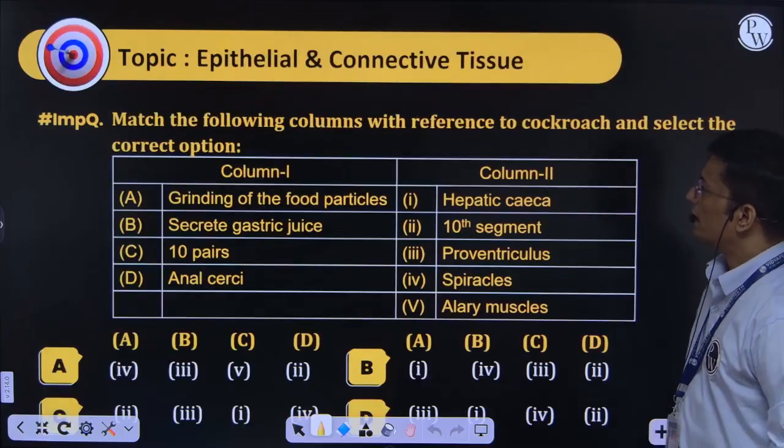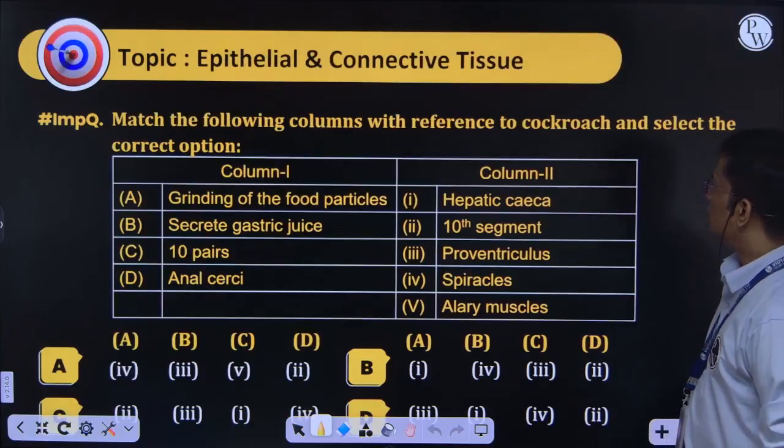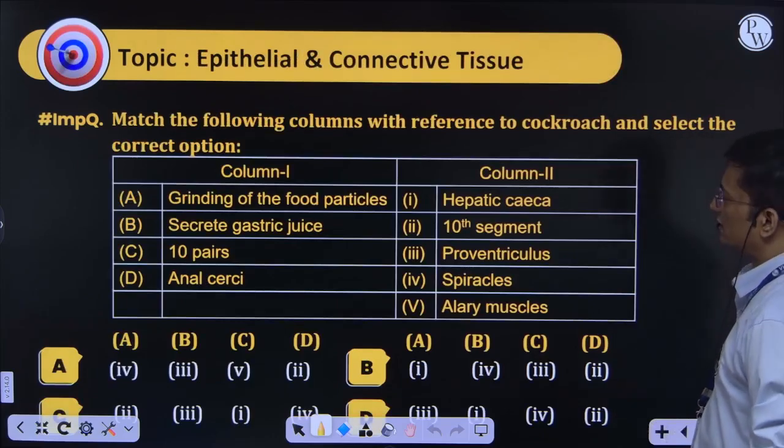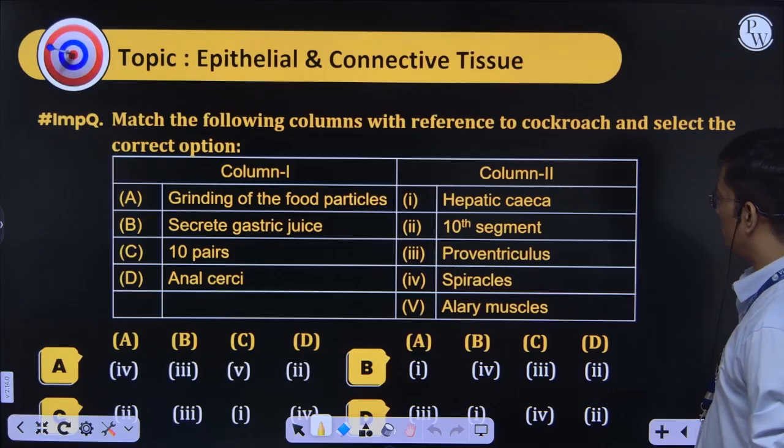Next one, match the following columns with reference to cockroach and select the correct one. Grinding of the food particle.